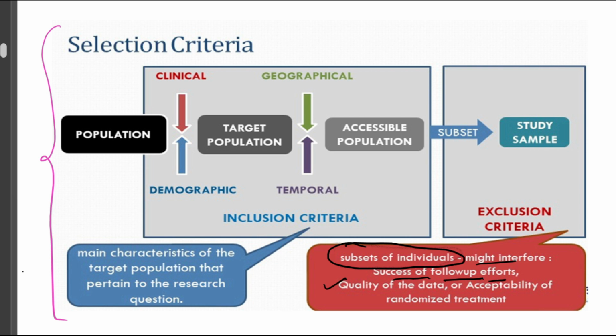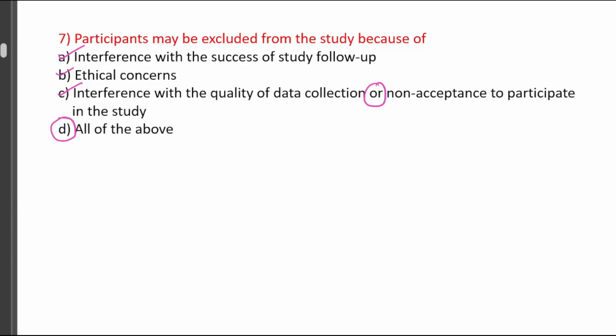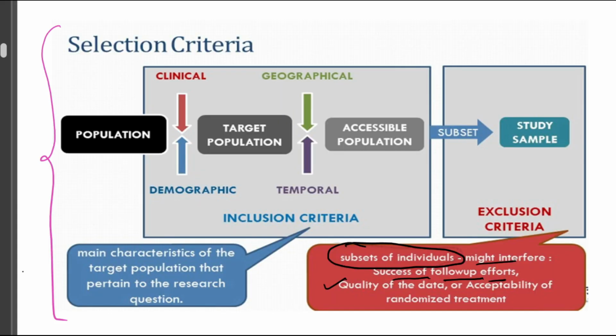Okay, so once again, if we go back to our question, they have spoken regarding the success of study follow-up. Then interference with the quality of the data collection, or non-acceptance to participate in the study. See, it is written over here, the quality of data. These are the words which have been used, quality of data.